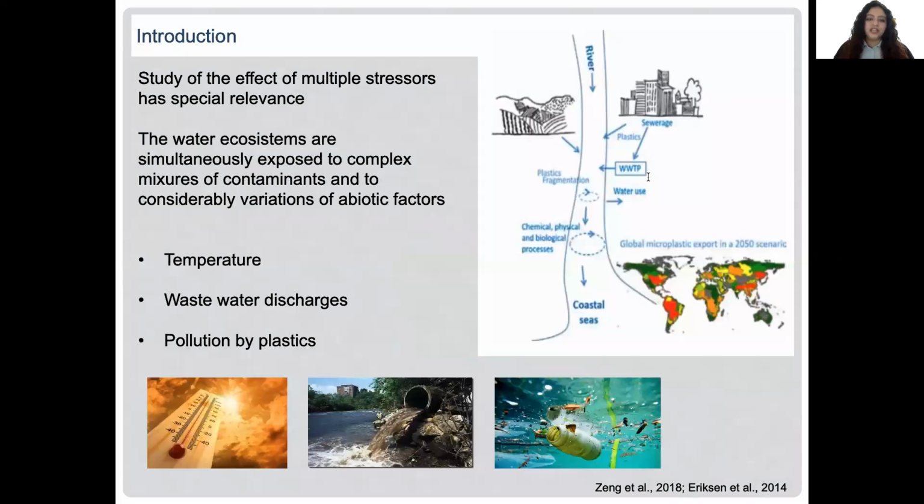In the last 10 years, the study of the effect and concentrations of multiple stressors has had special relevance and has been a great concern for the scientific community. Ecosystems are simultaneously exposed to complex mixtures of contaminants and to considerable variation of abiotic factors such as temperature, wastewater discharge, and pollution by plastics.